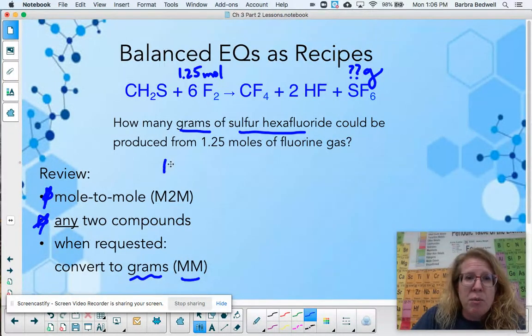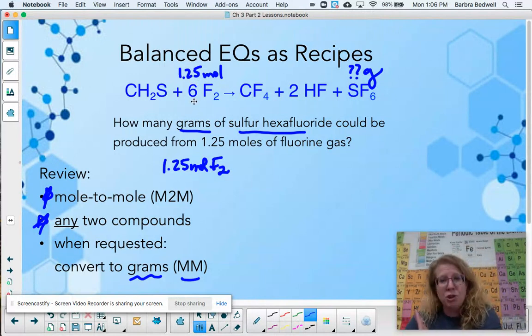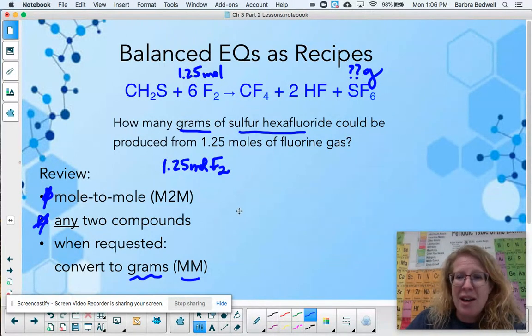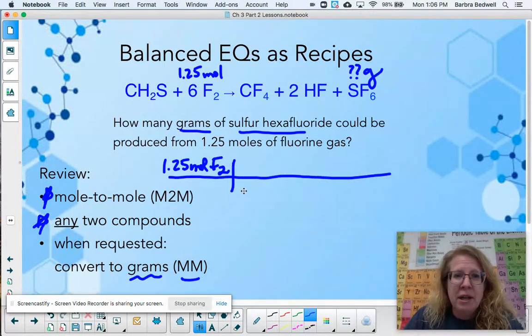Start with what you're given, 1.25 moles of F2. And again, it's moles of fluorine gas. Notice how I did not put that coefficient in there. That comes in the conversion section, doesn't come in when you're setting up your problem. You're always just starting with what is the amount that you've got and what's the chemical that you've got. I'm going to make my little wonder fraction line here. There it is. So now again, cross down and convert up.